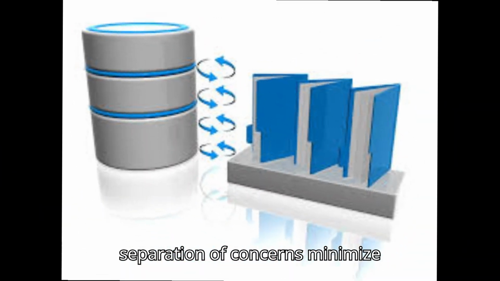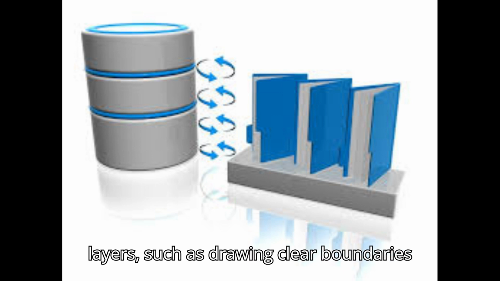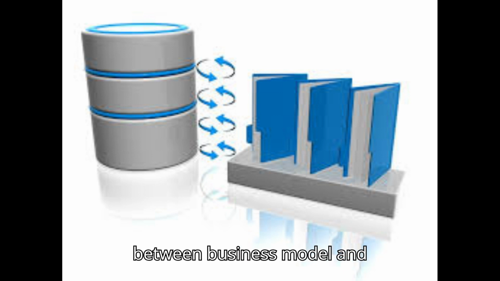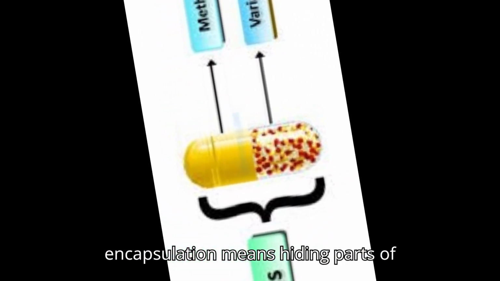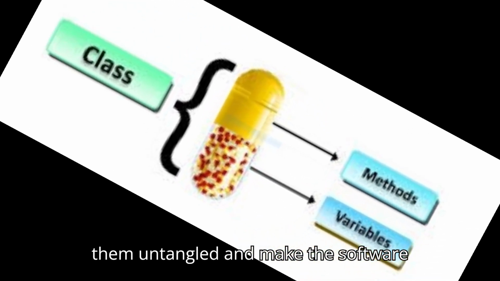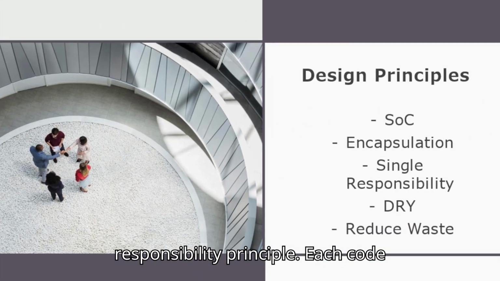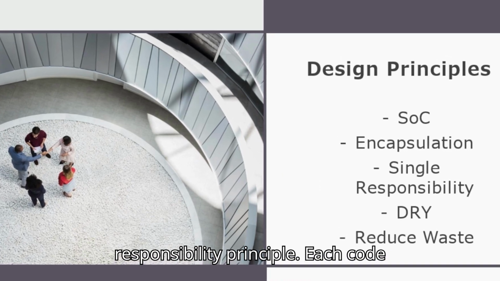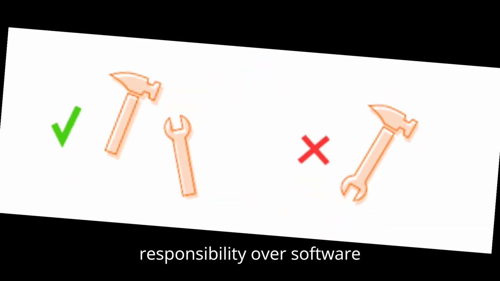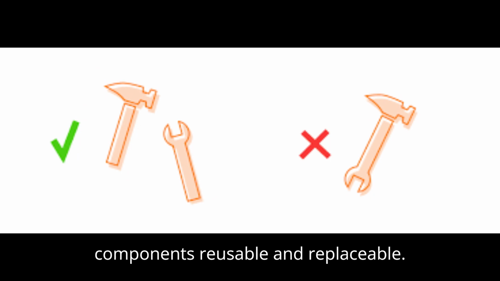1. Separation of concerns. Minimize interaction points between internal layers, such as drawing clear boundaries between business model and implementation. 2. Encapsulation. Means hiding parts of the application from other parts to make them untangled and make the software evolvable. 3. Single responsibility principle. Each code-based component should have exactly one responsibility over software functionality. This helps in making code components reusable and replaceable.